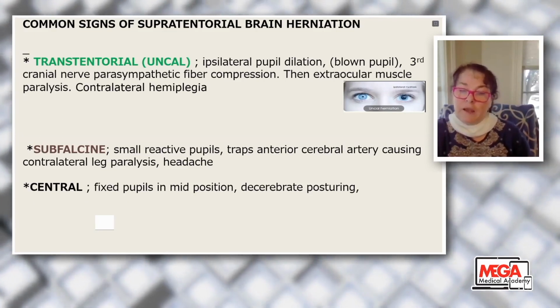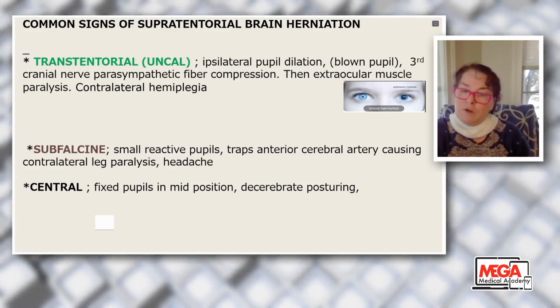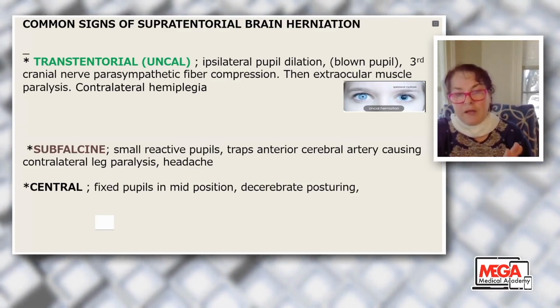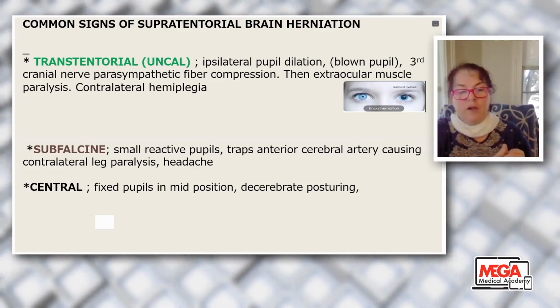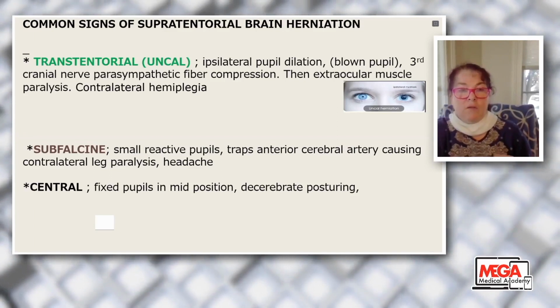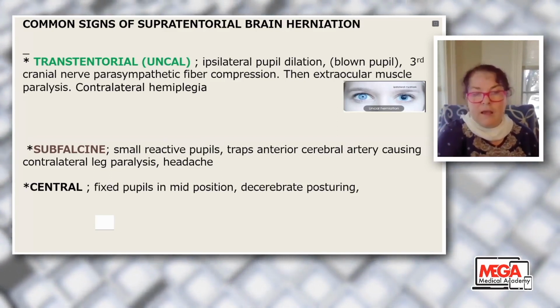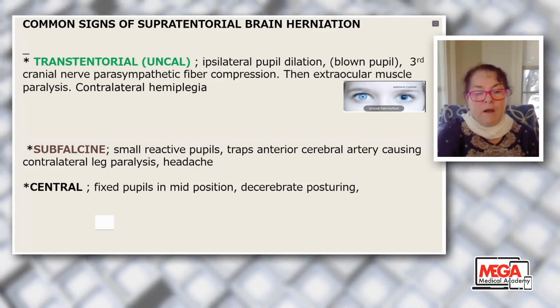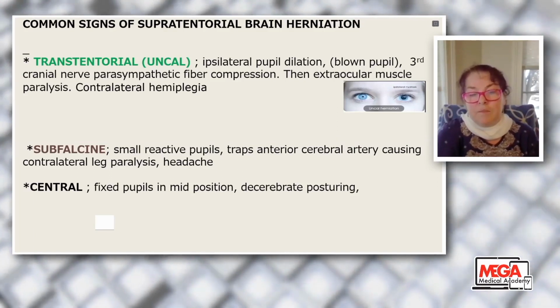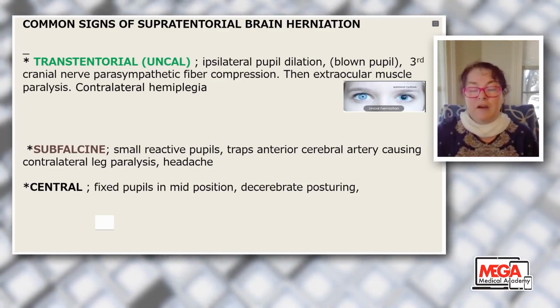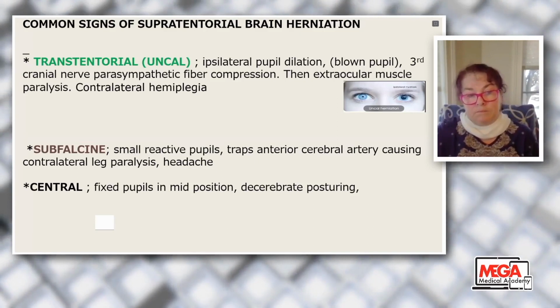With subfalcine herniation, you're going to get small reactive pupils. This herniation is going to trap the anterior cerebral artery, causing some contralateral leg paralysis. Of course, headache with all these; they're going to get headaches. In central herniation, you're going to have fixed midline pupils, and you may have some decerebrate posturing.